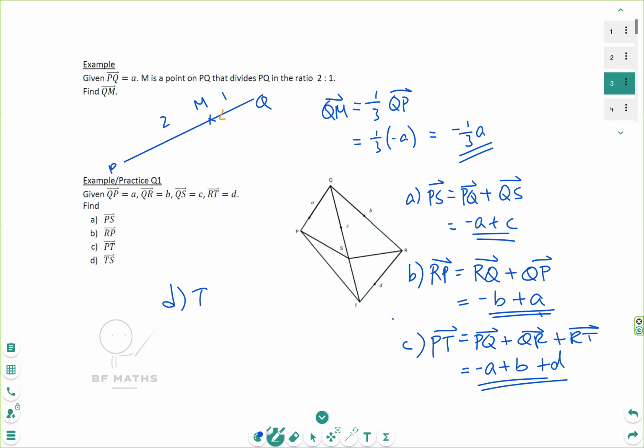From T to S, remember we now have PT. So to go from T to S, we can go T to P, and then P to S. Yes, we can do PS, because we have it from part a. So TP is the negative of PT, which is the negative of minus a plus b plus d, plus PS. PS is minus a plus c. So this part is from part a.